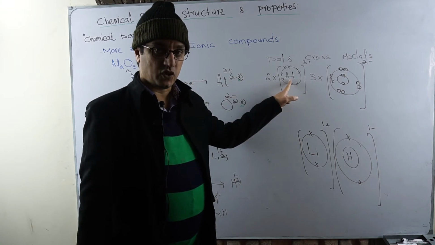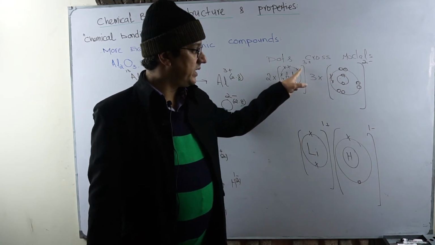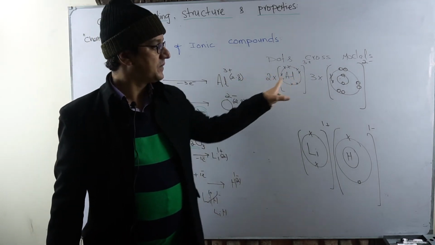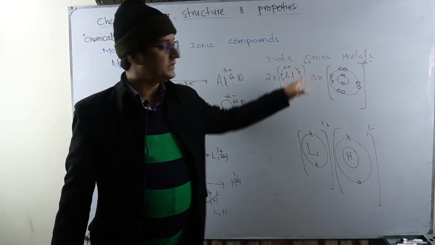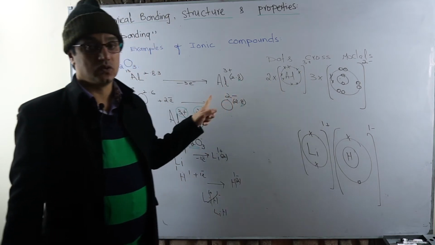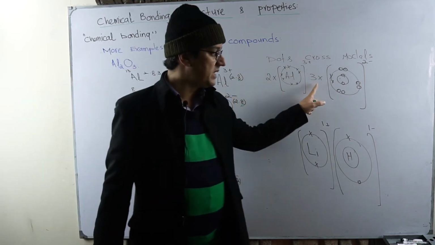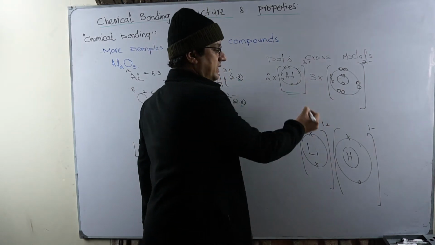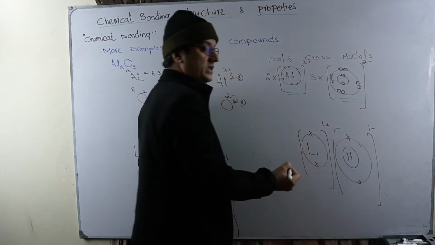Aluminum, I'm showing only the valence electrons now. Look at aluminum now, satisfied with 8 electrons shown. 2 into Al 3 plus. Why 2 into? Because there are 2 in the formula unit. And look at the 3 multiplied by 1 oxide ion. This is the aluminum ion now and this is the oxide ion now. Totally the nature is changed.